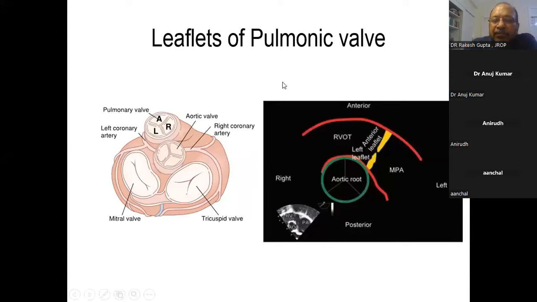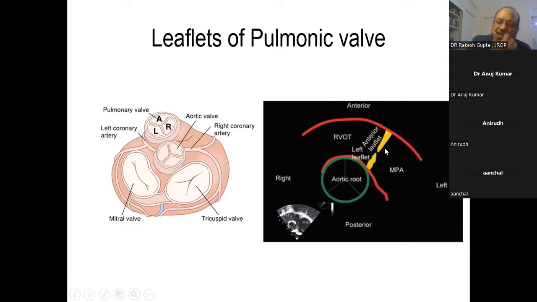It has again 3 leaflets, and interrogation is in the parasternal short axis view at the level of the aorta. Then this nomenclature is very difficult. What we see in the pulmonic valve in the parasternal short axis view is this is the anterior leaflet, this is the left leaflet. We often ask this question during our examination times: what is this leaflet? And the majority of even examiners get confused, because everybody says this is anterior, this is posterior. This is not posterior, this is the left leaflet.